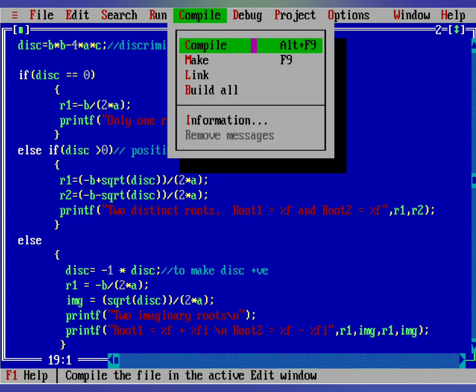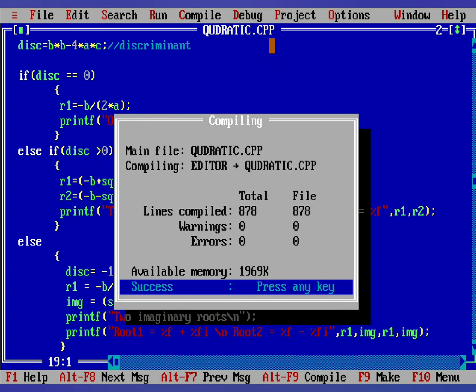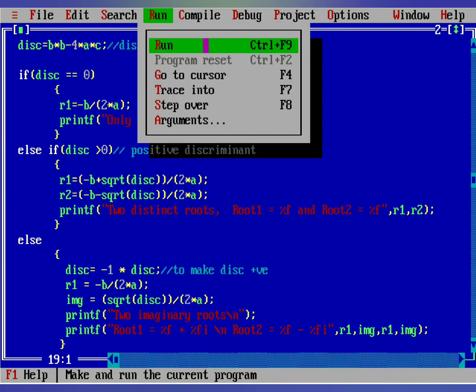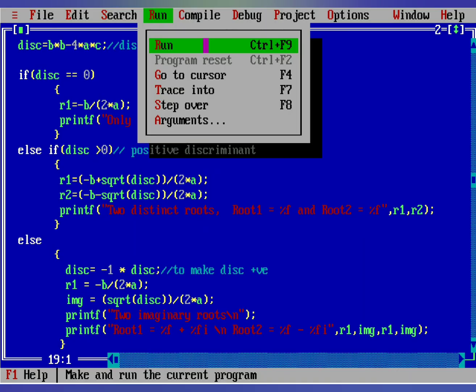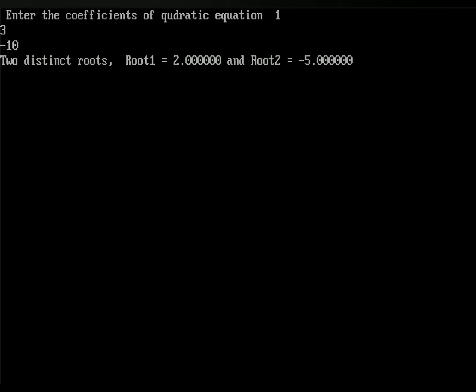Let us compile and run the program so that we can see the output screen and just enter the numbers. I entered 1, 4, 4. The discriminant is 0, therefore only one root, and that is minus 2. Again run and check for other values. Here I entered 1, 3, minus 10. So the discriminant is greater than 0 and there are two roots, 2 and minus 5.